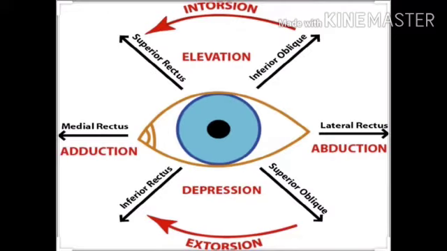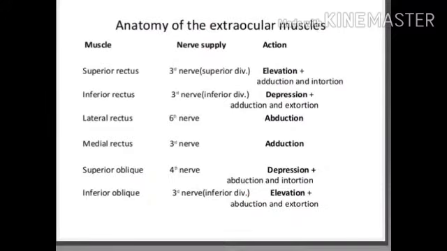Medial rectus, superior rectus, inferior rectus and inferior oblique are supplied by the third nerve. Lateral rectus is supplied by the sixth nerve and superior oblique is supplied by the fourth nerve. Now we discuss the functions.